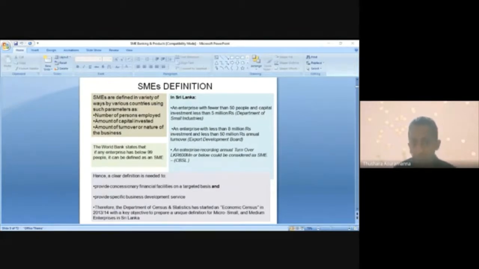Any idea about microfinancing? Any thoughts? Can anyone tell me, is there a definition for microfinancing in Sri Lanka? What are the turnover levels? Because it was a question in the last session. He has asked not only the SME definition, he has also asked about the definition for microfinancing. Any questions? Any thoughts?